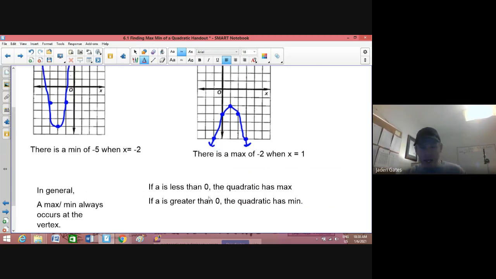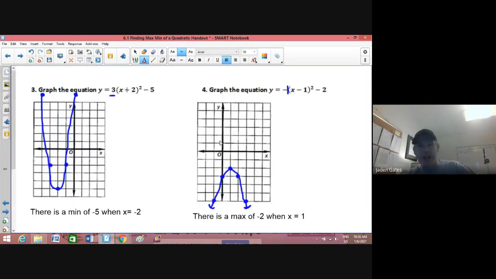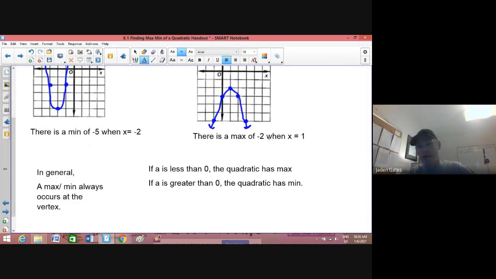So just from looking at the equation and examining the a value, we can determine whether we have a max or a min. And then by inspecting where the vertex is, because that's where it always occurs, we can determine what the max or min is and where it happens. All right, now we're going to get to completing the square.